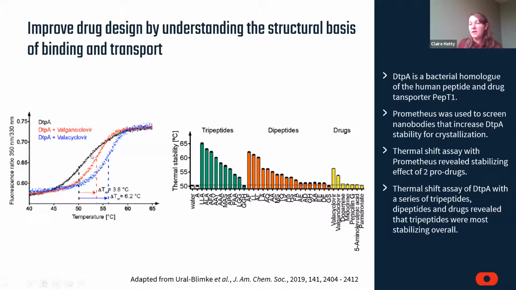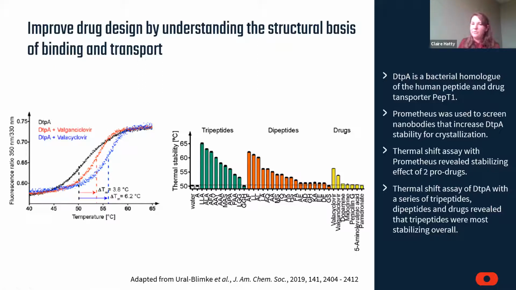They firstly used NanoDSF, which measures the temperature of unfolding of a protein. This was used to screen for nanobodies that stabilized the protein to aid crystallization and structure determination. But they also used it to do what's called a thermal shift assay, which looks at the difference in melting temperature of that protein in the presence of different potential ligands. They tested it in the presence of a variety of tripeptides, dipeptides, and drugs, and looked at whether or not they stabilized the protein against unfolding.